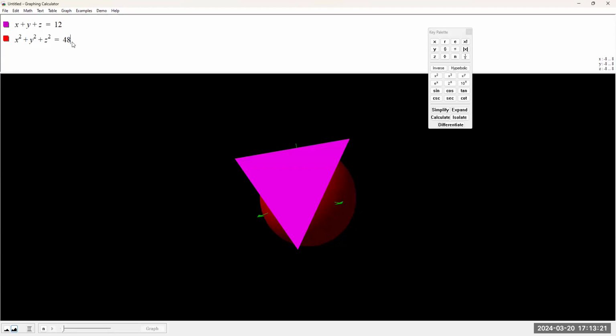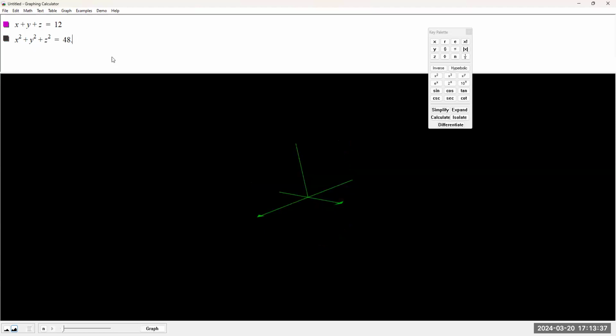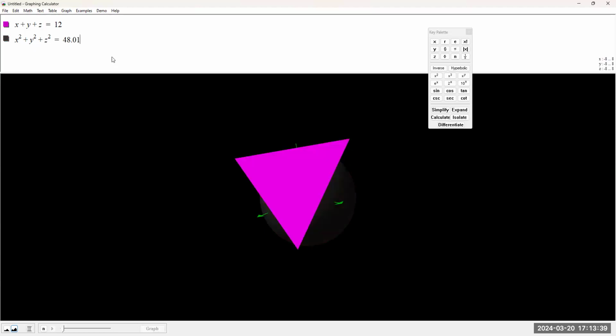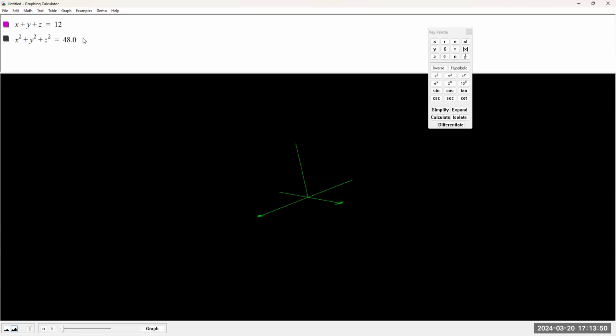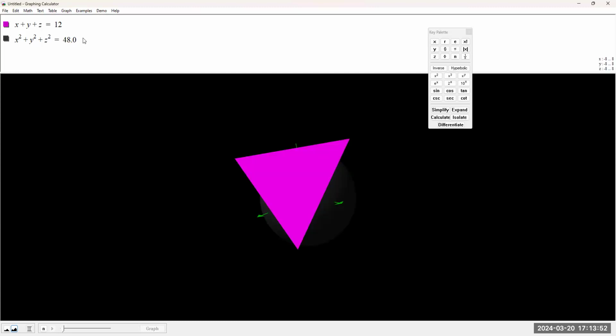How do you know, Thomas? Let's increase this a little bit, 0.1 maybe. Do you see that red color? Maybe I make it 0.01. Too small. 0.03. Now you see the dot, right? But if I make it exactly 48 as my r squared, it's barely touching it.